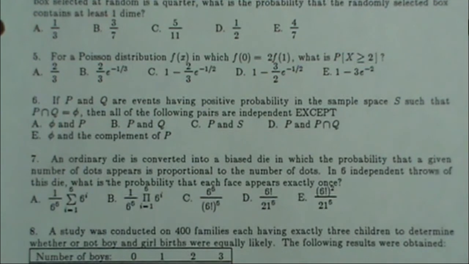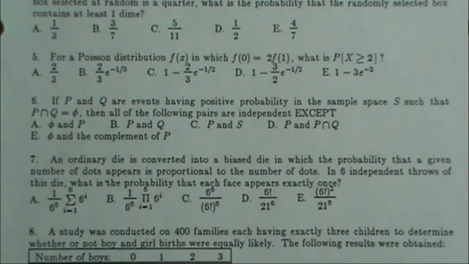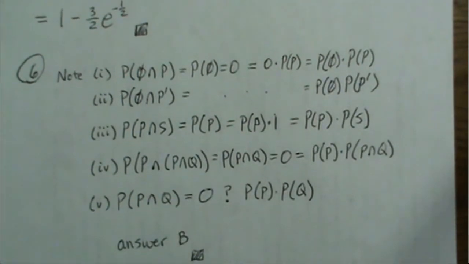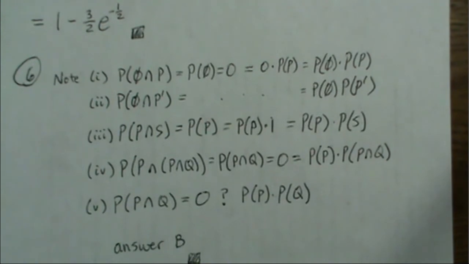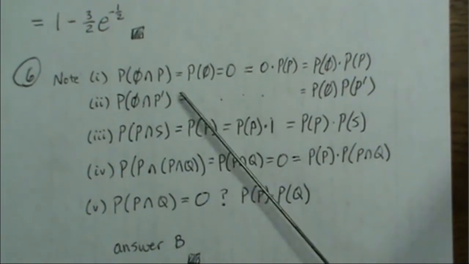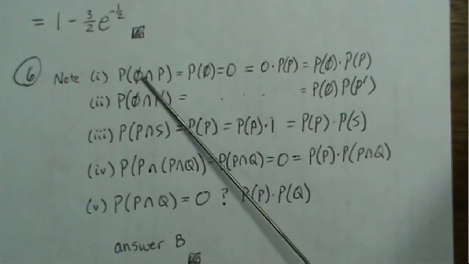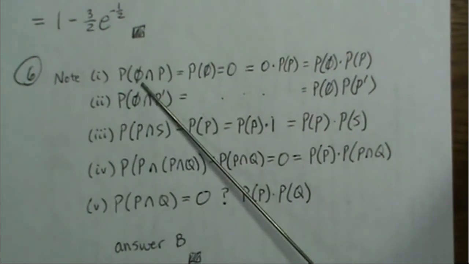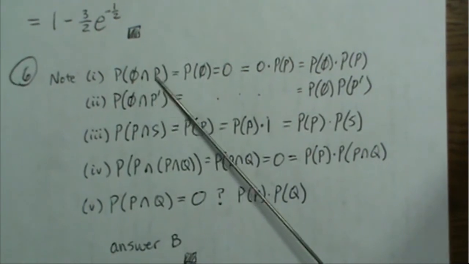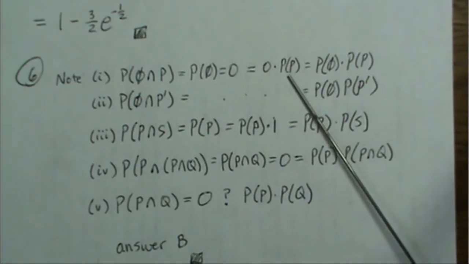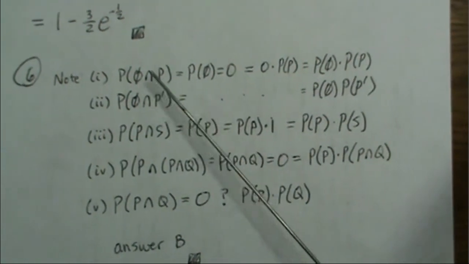Problem 6. If P and Q are events having positive probability in the sample space S such that their intersection is the null set, then all of the following pairs are independent except for. Now, these are all independent except for what? Remember, independence means that you can take their joint probability and factor it into the product of the marginals. So we'll go through each of the provided answers. The probability that the empty set intersect P is, well, that intersection is the empty set, and the probability of the empty set is 0. And that's equal to 0 times any probability, but let's just put P. Well, that is equal to this product of marginals. So those two events are independent.